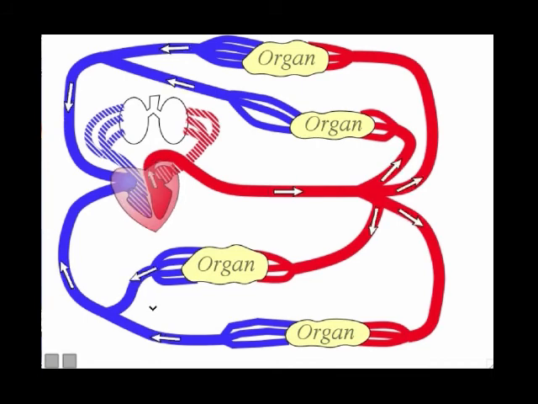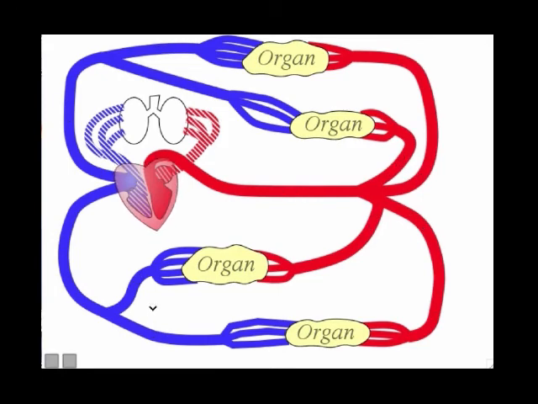Anyway, what I was pointing out at this point is if you look at the diagram of the systemic loop, all the arteries are red and all the veins are blue. And remember, bright red colored blood means oxygen rich blood, and blue colored blood means low oxygen blood. And so in your systemic loop, all the arteries are red, they carry high oxygen blood, and all the veins are blue, they carry low oxygen blood.